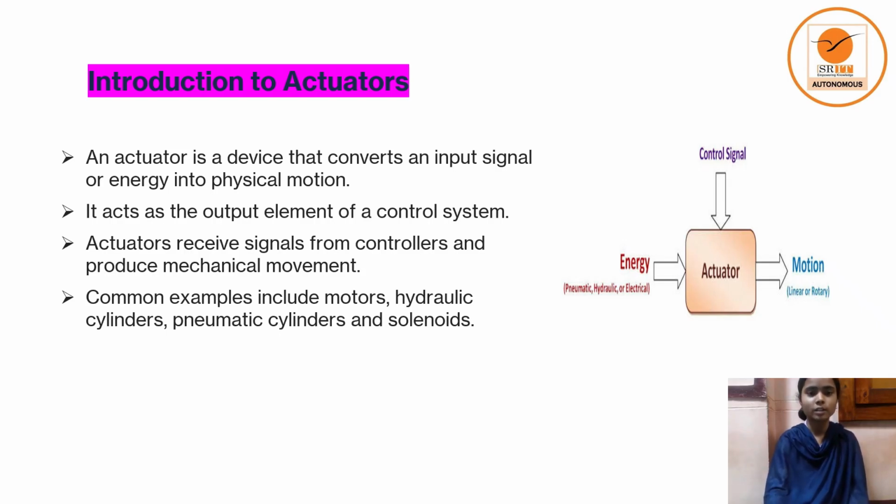An actuator is a device that converts an input signal or energy into physical motion. It acts as the output of a control system. The actuator receives the signal from controllers and produces mechanical movements. Common examples of actuators are motors, hydraulic cylinders, and solenoids.